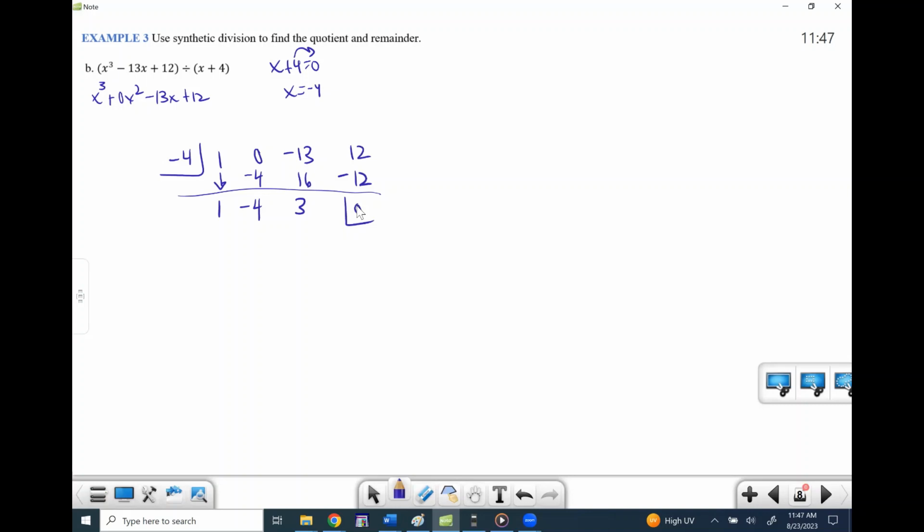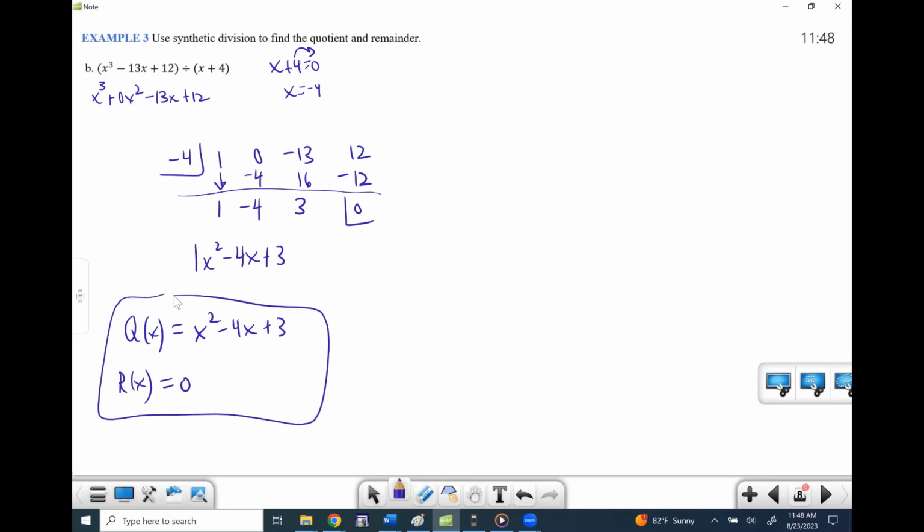So if we were to put the x's back, it goes down by 1. It was degree 3, so now it's degree 2. So the quotient, in other words, the answer, is x squared minus 4x plus 3. And the remainder is 0.